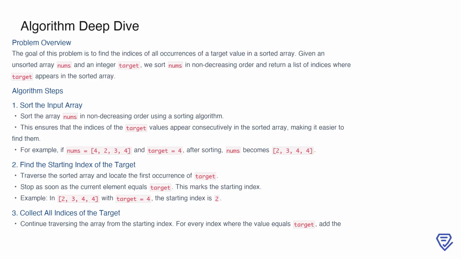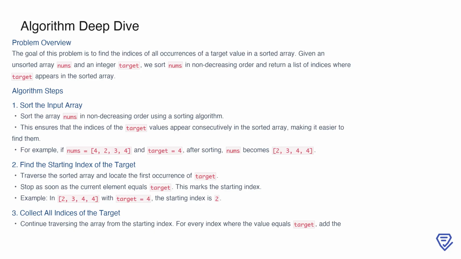For instance, if our input array is 4, 2, 3, 4, and the target is 4, sorting the array transforms it into 2, 3, 4, 4, where the target values are now consecutive. Once sorted, we identify the starting index of the target by traversing the array until we encounter the first instance of the target value. In this example, the first occurrence of 4 is at index 2.